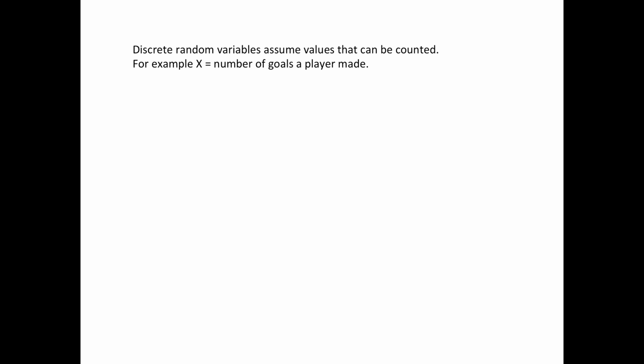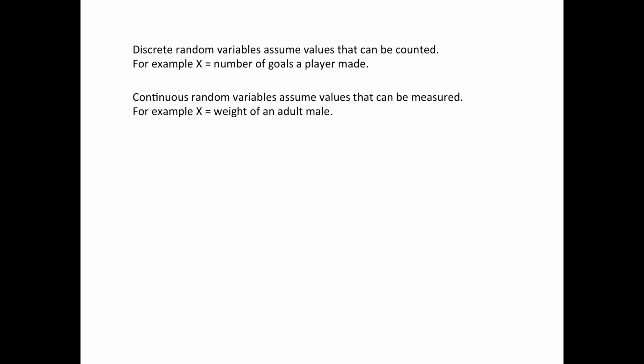So there are discrete random variables that we're going to be using for x, and that is things that can be counted. So it could be the number of goals that a player made, it could be the number of shoes that the person owns, things that you could count. Then continuous random variables are things that can be measured, like heights and weights and stuff like that.